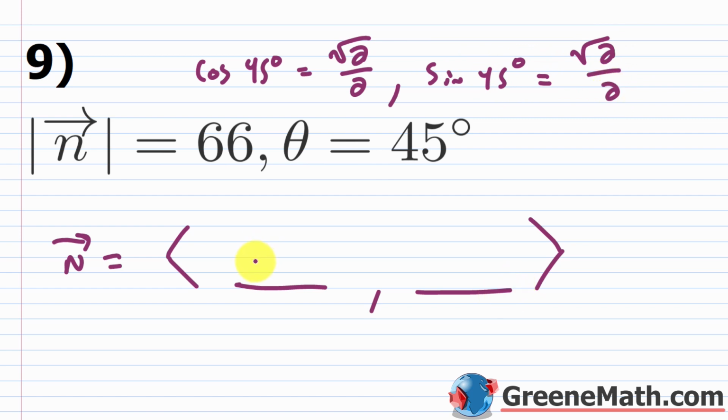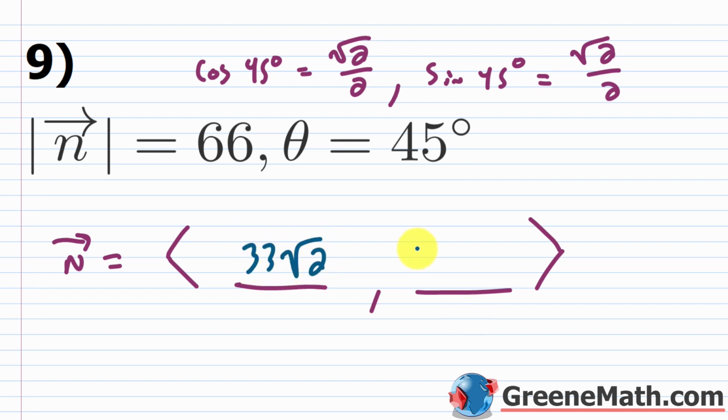So for this one, we know that this is going to be the magnitude of the vector n, which is 66, times the cosine of that direction angle, and that's 45 degrees. So this is square root of 2 over 2. So we would say this is 66 times square root of 2 over 2. So this would cancel with this and give me a 33. So this is 33 times square root of 2.